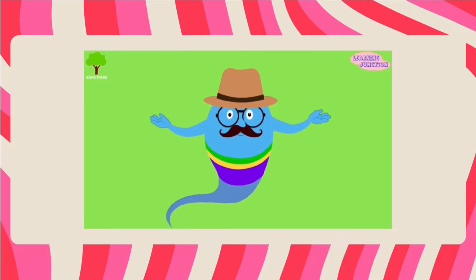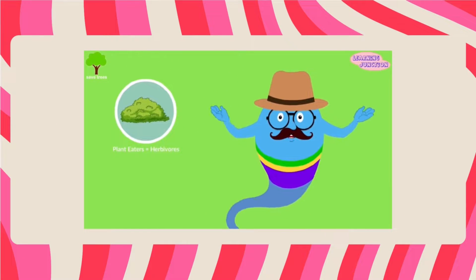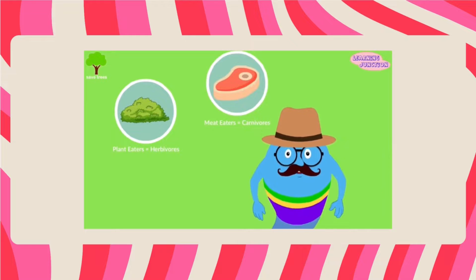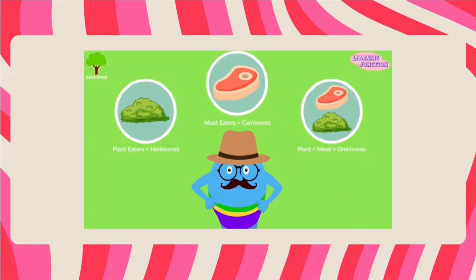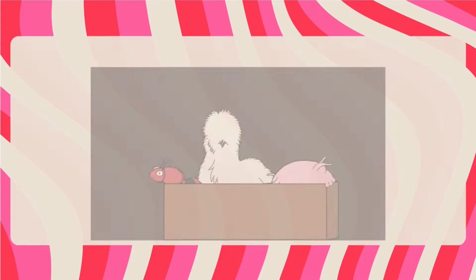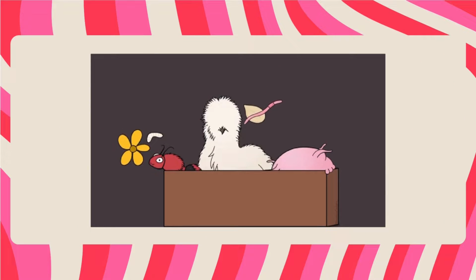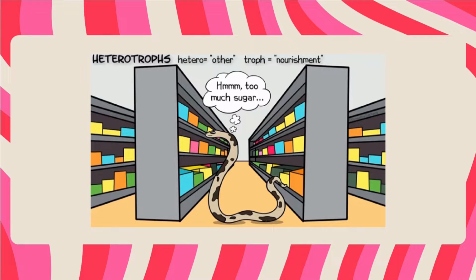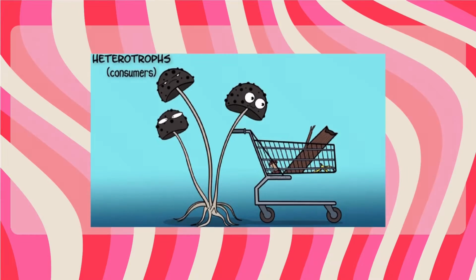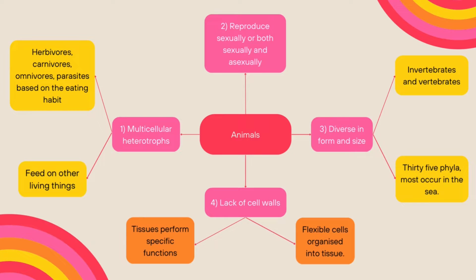It's very simple. Plant eaters are herbivores, meat eaters are carnivores, and animals that eat both plants and animals are omnivores. Even though all my favorite animals ate different things, they all had one thing in common. They were all heterotrophs. Generally, animals are heterotrophs, which means they consume organic matter. It doesn't matter whether they are eating plants, meat, or both. They are heterotrophs, also known as consumers. Now, let's move on to the next one.